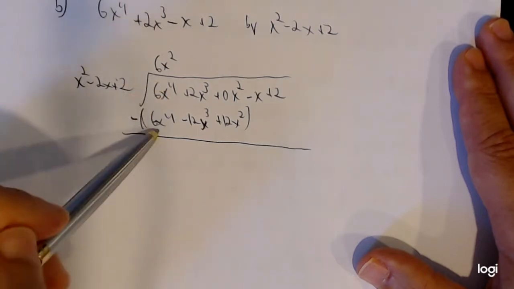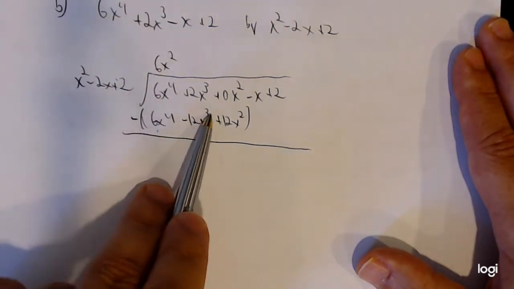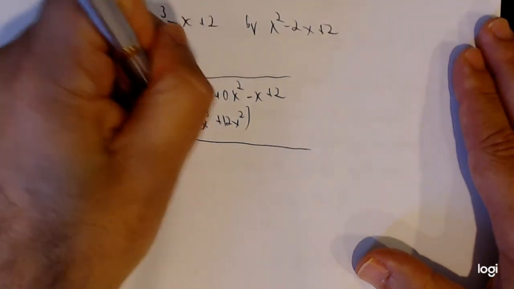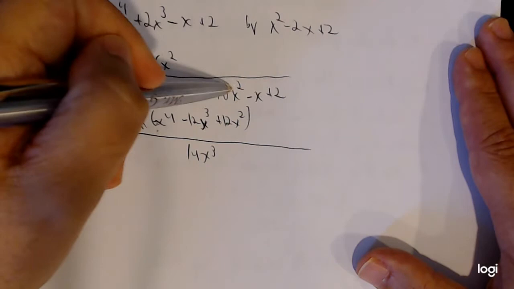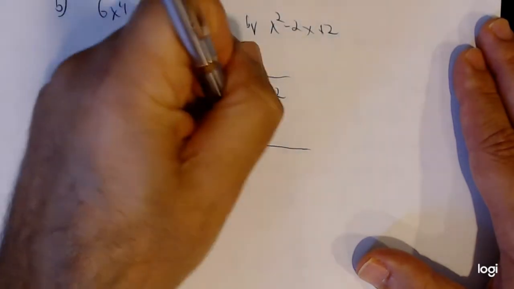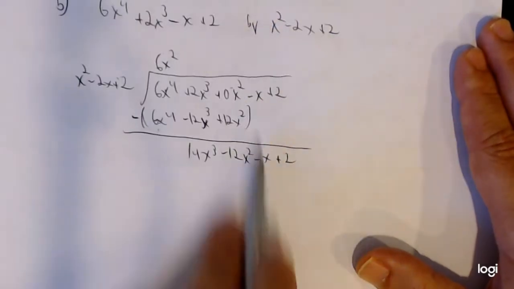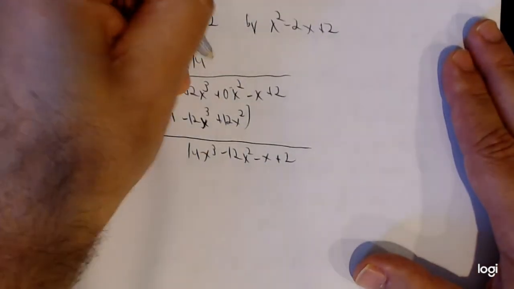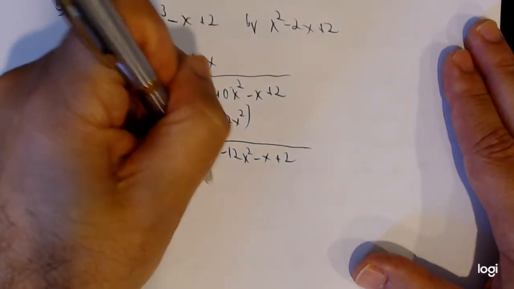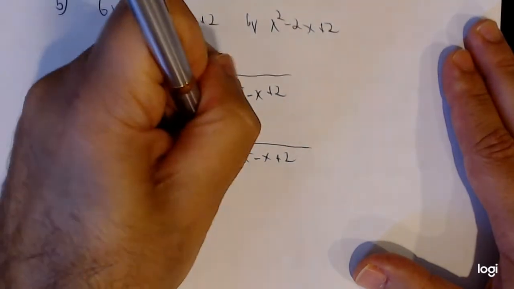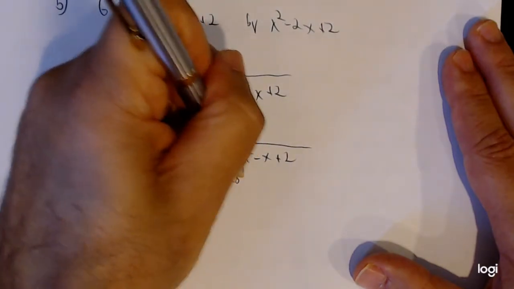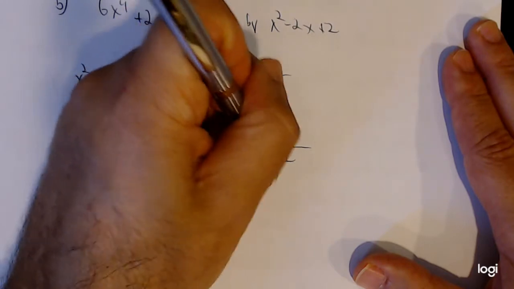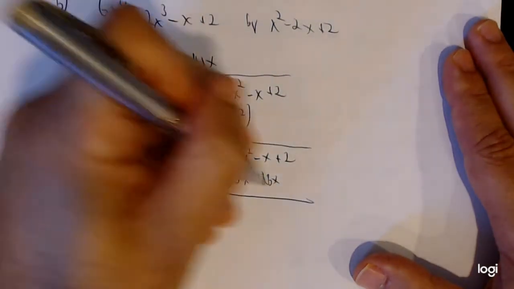So 6x to the fourth minus 6x to the fourth, gone. 2x cubed minus negative 12x cubed becomes 2x cubed plus 12x cubed, which is 14x cubed. 0x squared minus 12x squared is minus 12x squared, minus x plus 2. Then we just carry everything down. So we do the same thing. For this, I'm going to have to multiply by 14x, which gives us 14x cubed minus 28x squared plus 28x.